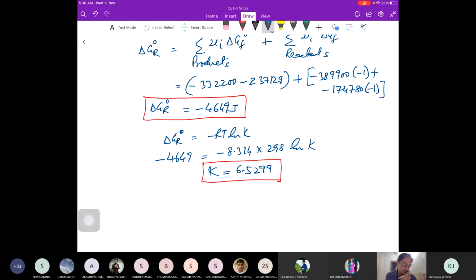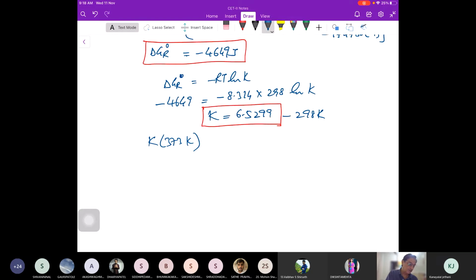Once you get this, then we need to find what? We need that K at 373, right? So this is at 298 Kelvin. So we need K at 373 Kelvin, right? For this, what will we do? One equation, the van't Hoff equation, right? What is that?